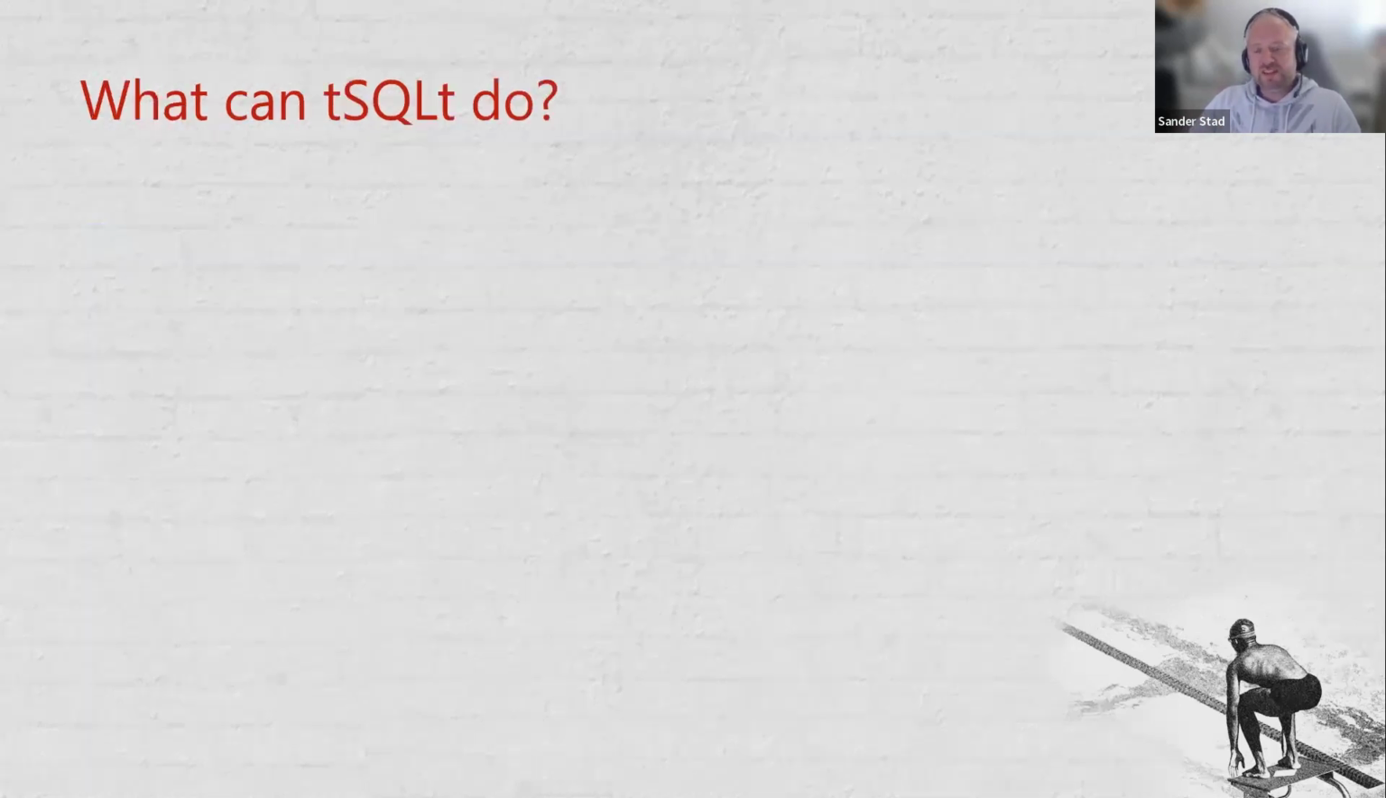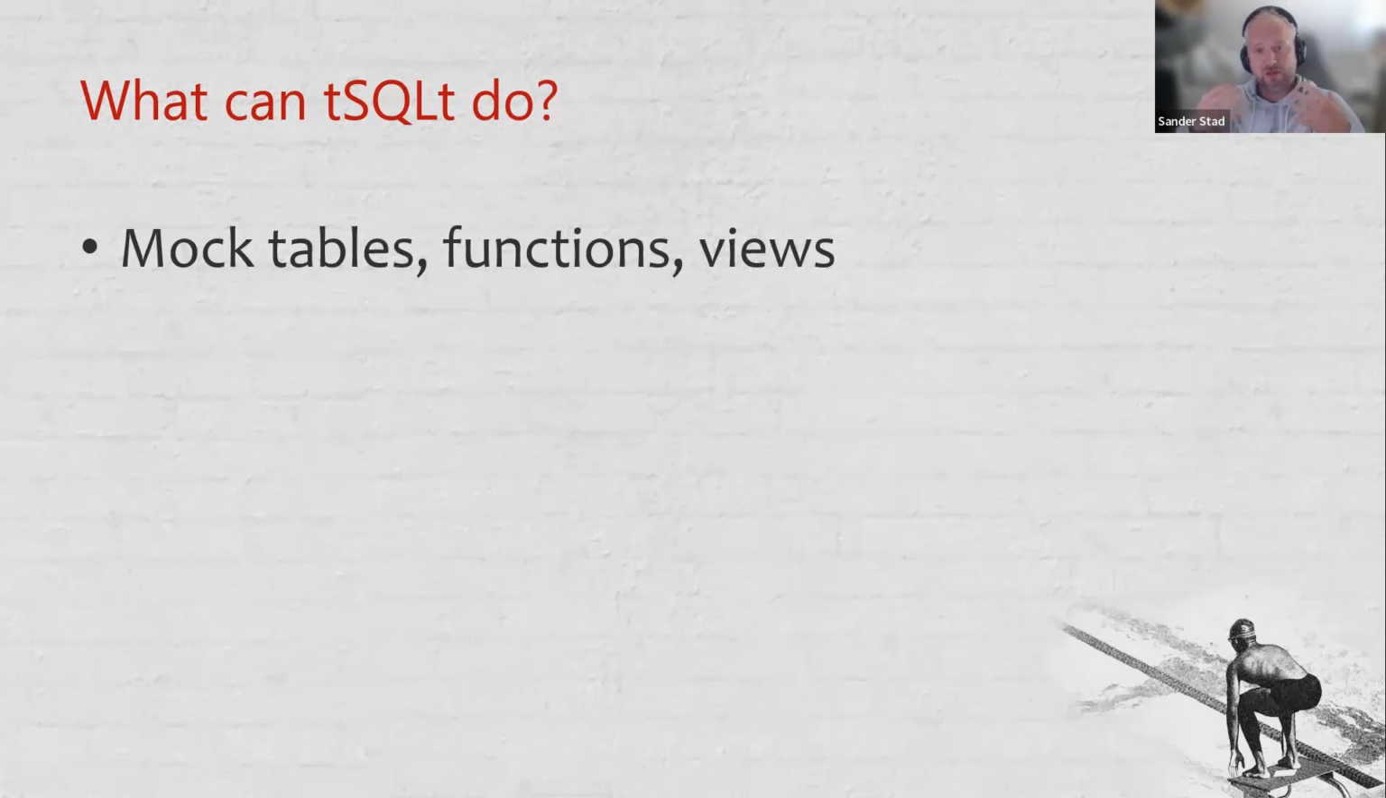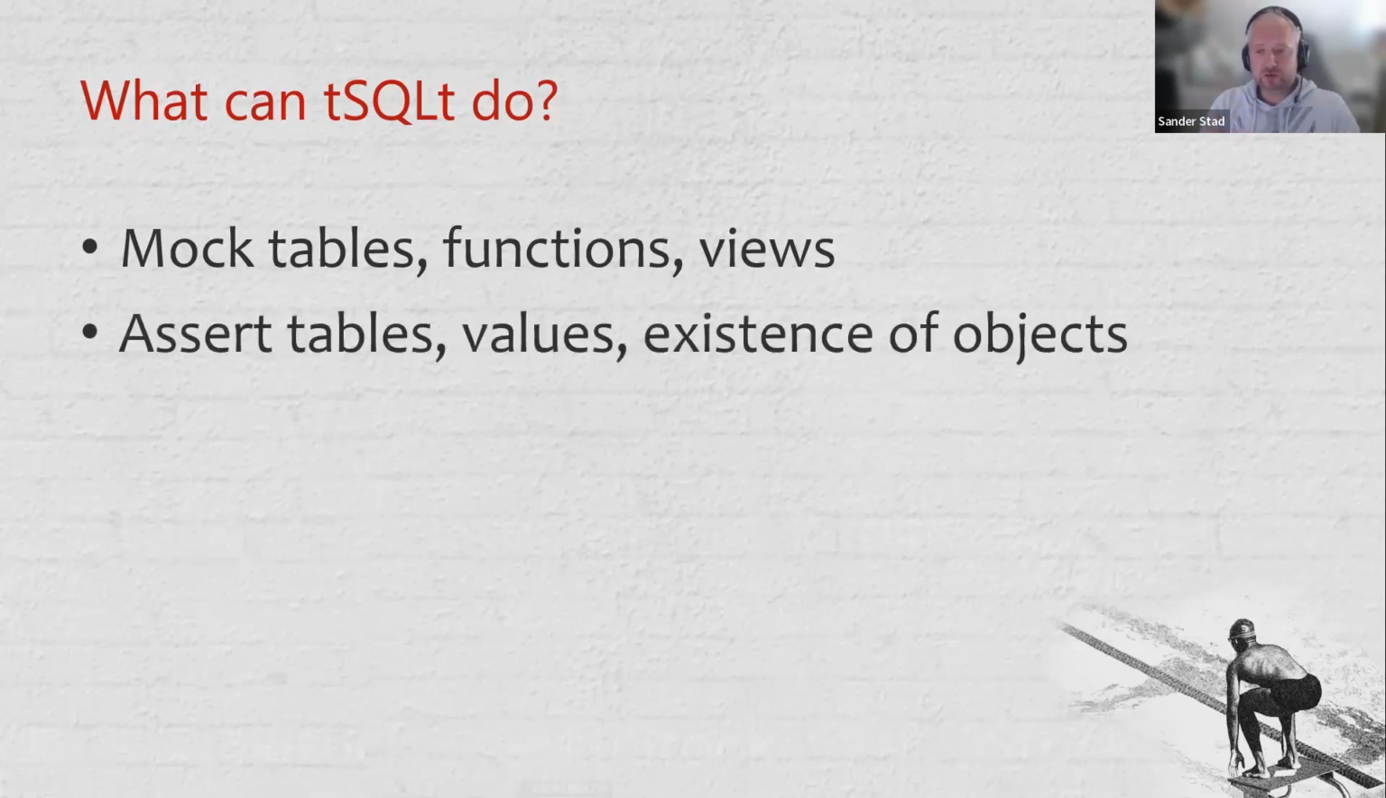So what can T-SQL do? It can do a lot of things. So first of all, it can mock tables, like you saw in the example. So it will actually make some kind of virtual table for you, so it doesn't do anything with the current underlying schema. You can do the same thing with views and with functions. You can assert on entire tables.